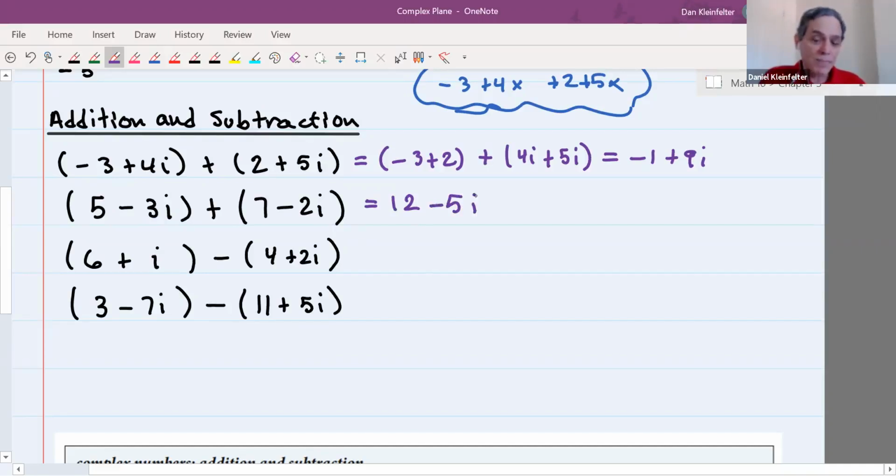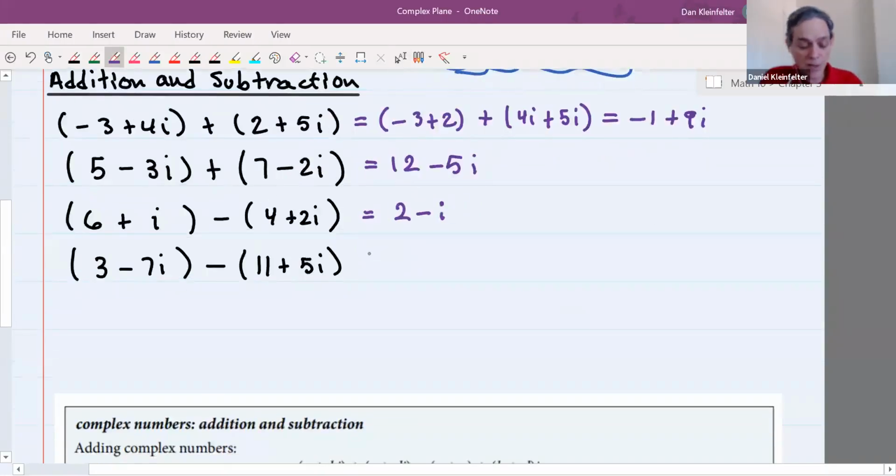For subtraction, it works similarly, except that you're subtracting the real parts and the imaginary parts. So 6 minus 4 in the real parts, that will give you 2. And then 1i minus 2i is -1i. Make sure you're seeing where all these are coming from. If not, let me know if you have any questions. Last one, real parts. 3 minus 11 is -8. -7i minus another 5i would be -12i.